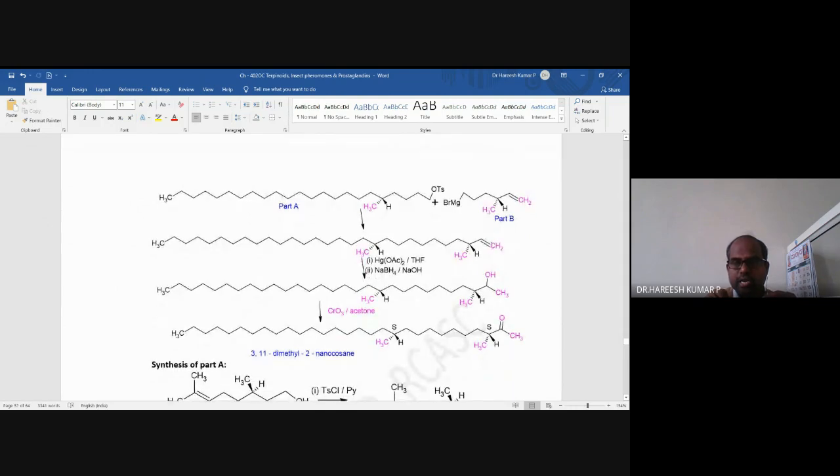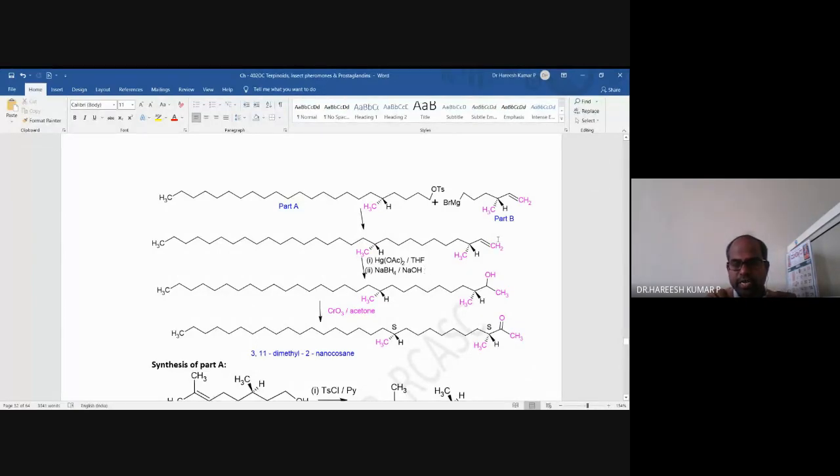So here an alkene is there. I think you are aware about the mercuration and demercuration. So first step is the mercuration. That means mercury will add to terminal carbon atom, and acetate will add to more substituted carbon atom. And this moiety, when it is treated with sodium borohydride in presence of NaOH, undergoes demercuration.